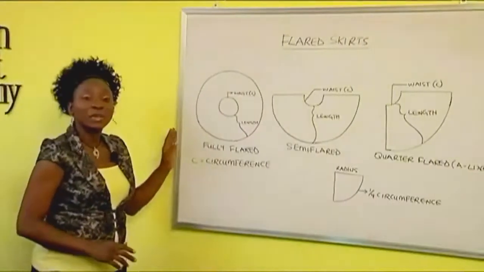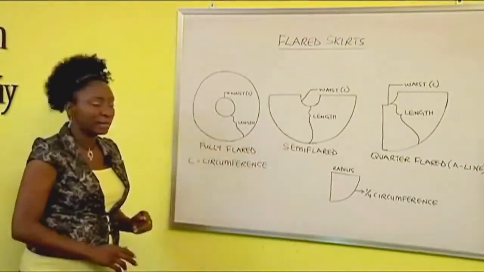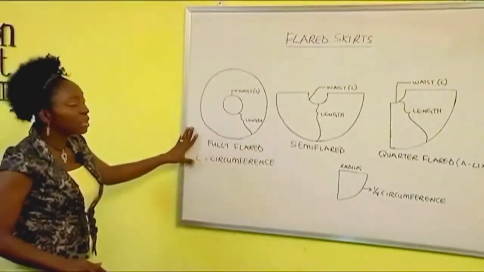Flared skirts are cut in circles, semicircles, or quarter circles. Let's go to the board and see how it looks. We can see that we have three different kinds of flared skirts. Now take a look at the fully flared skirt.